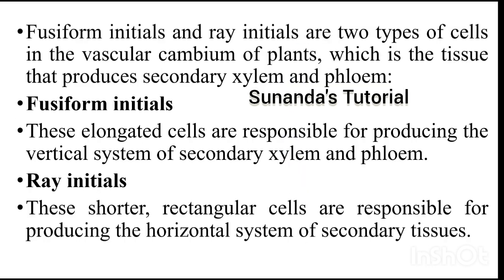Next, what are fusiform initial and ray initial? These are two types of cell in the vascular cambium of the plant, which is the tissue that produces secondary xylem and phloem. Fusiform initials are responsible for producing cells vertically, and they form secondary xylem and secondary phloem. And what is ray initial? These are shorter rectangular cells responsible for producing the horizontal system of secondary tissues.